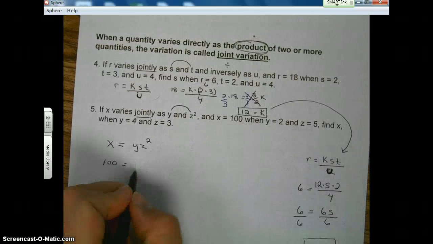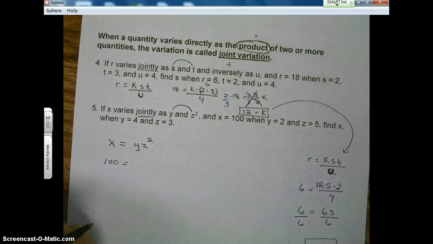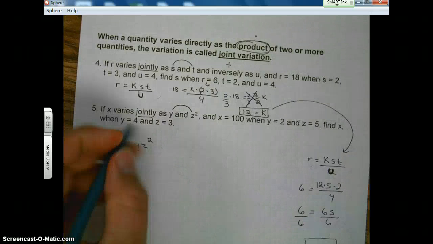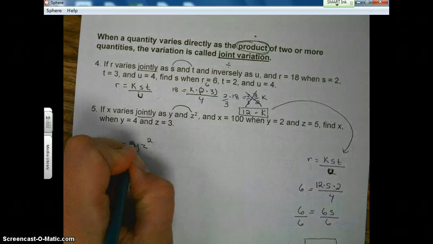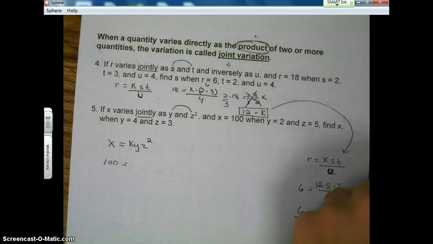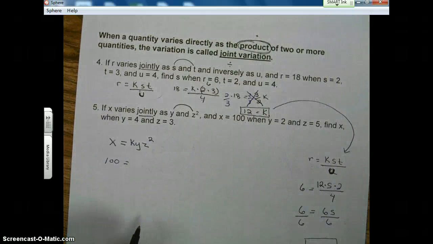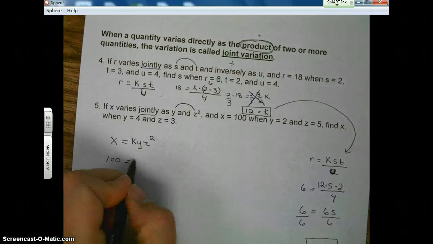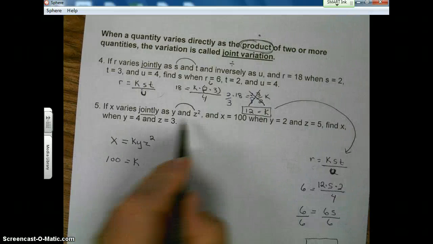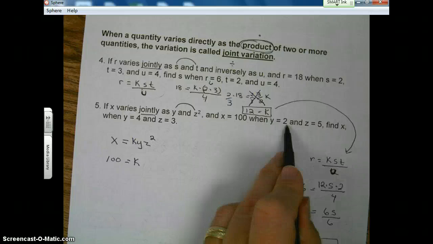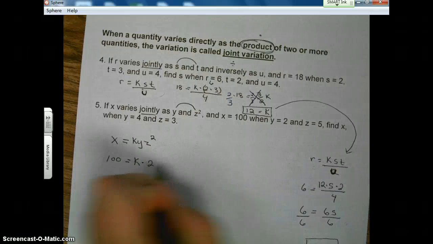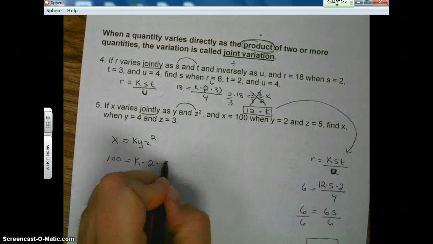Y equals 2. What did I forget? That's right, Raven, I'm glad you're paying attention. K. We're forgetting the K. Got to have that constant of variation. Okay? Let's see. X is 100. Y is 2. Z is 5.